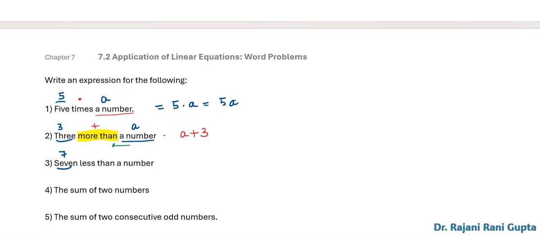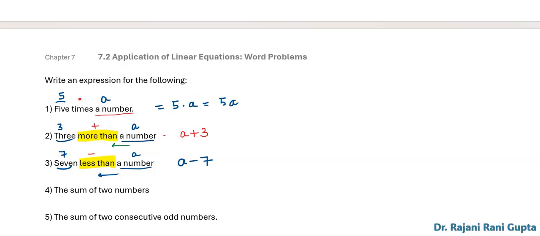Now, 7 less than a number. What do you think we should use? Less than means, correct, minus. A number again, A. So moving from right to left, A minus 7.